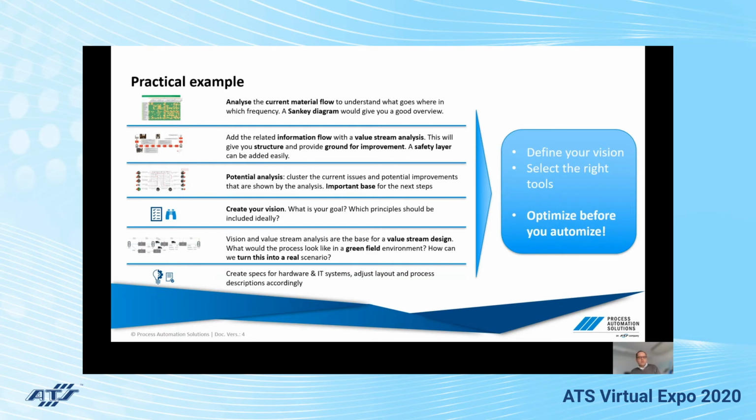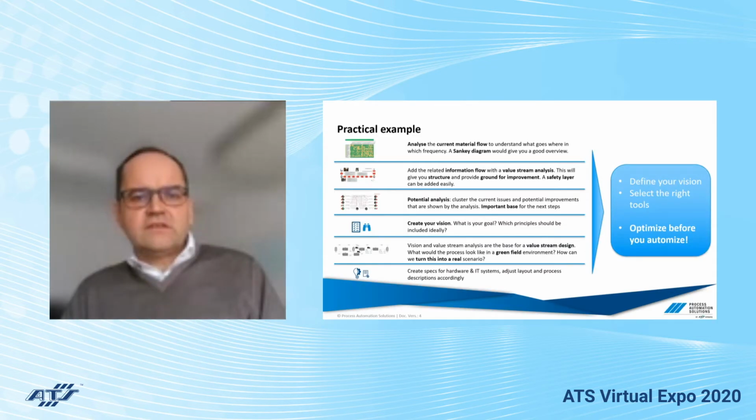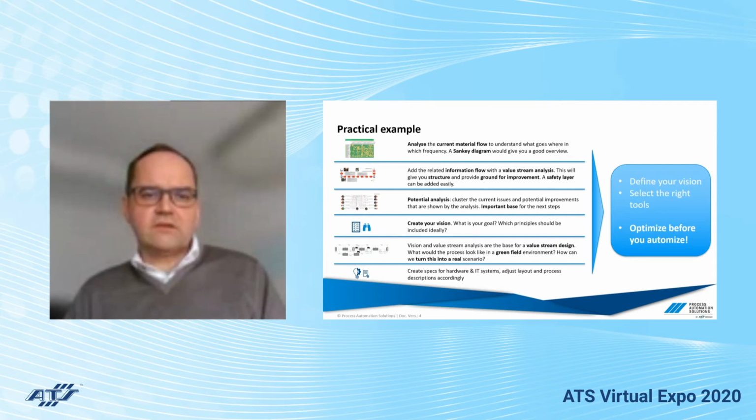Having done this, we would perform a potential analysis, which means we would cluster current issues and topics and think about potential improvements that are shown with the outcome of the analysis. All this is a really important base for the next steps. So having done all the first 3 steps, we would understand where is the material coming from and going to, what is the related information flow. We would have added the safety topic, and we would have had a first potential analysis, what and how to improve. With all this, you could create a vision.